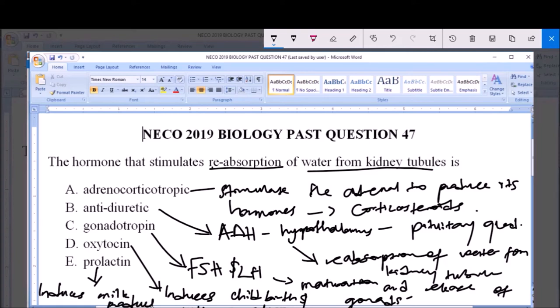So now from all I have described, you agree with me that option B, antidiuretic hormone, ADH, is the answer to this question, because it is the one concerned with the reabsorption of water from the kidney tubules.